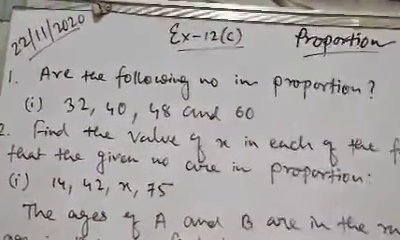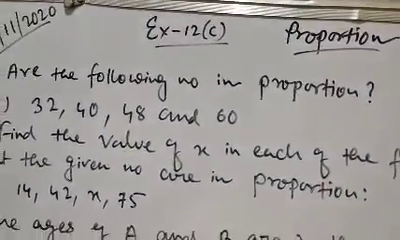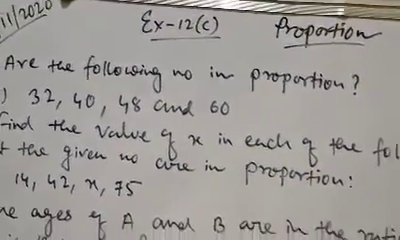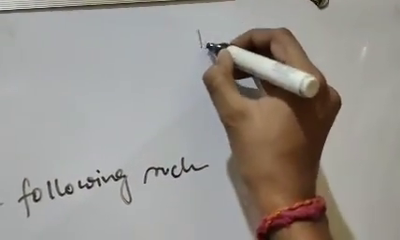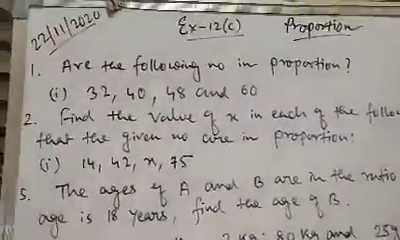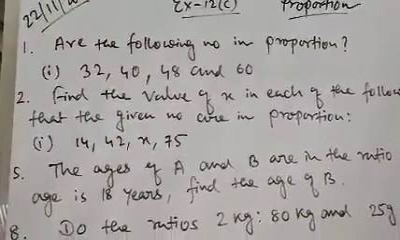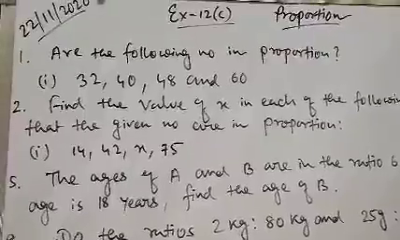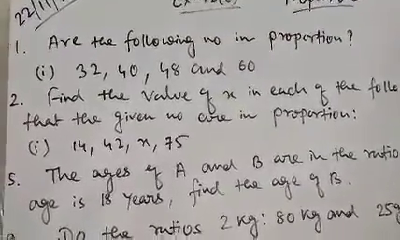Today we will solve the last exercise of this chapter, exercise 12C. So the first question, question number 1, says that four numbers are given, 32, 40, 48 and 60, and we have to state whether these numbers are in proportion or not.